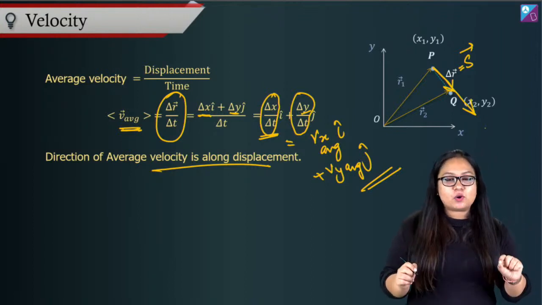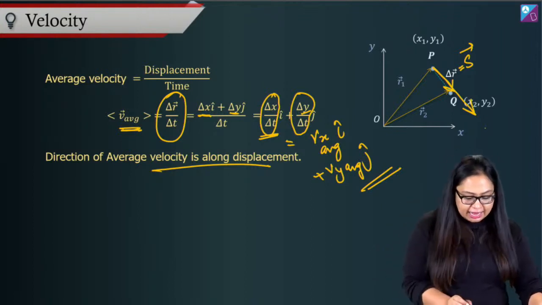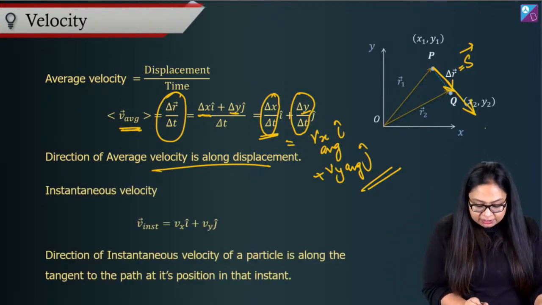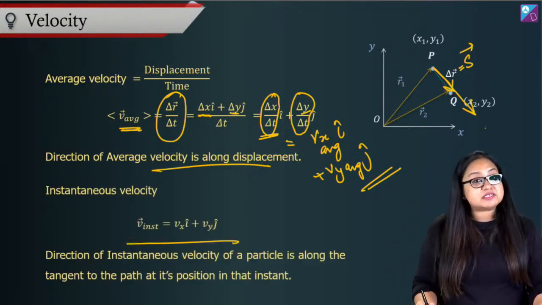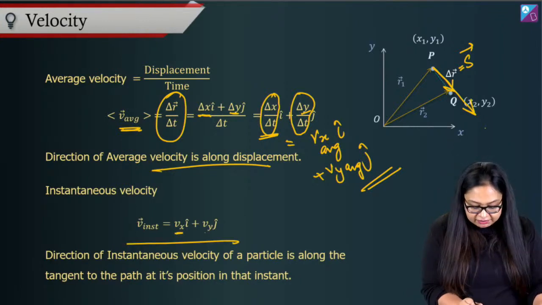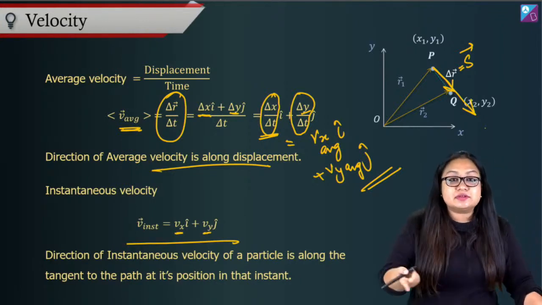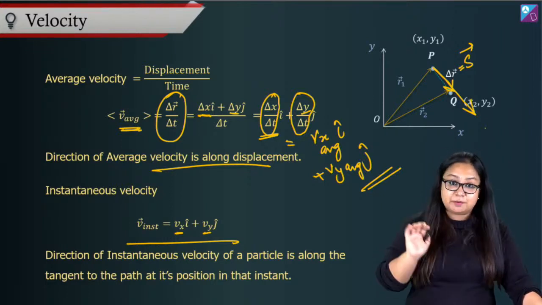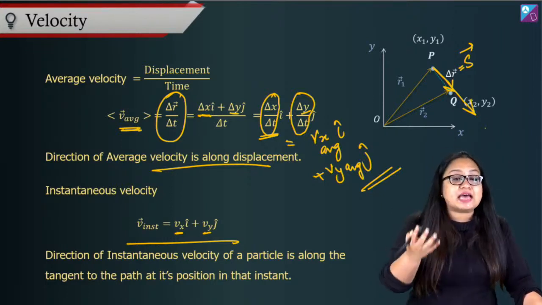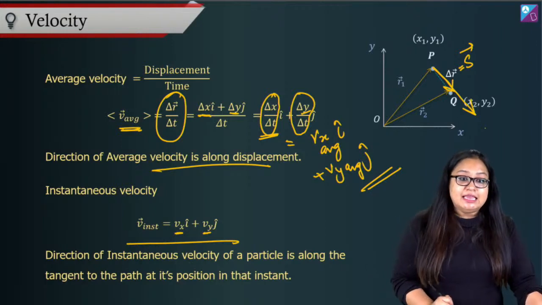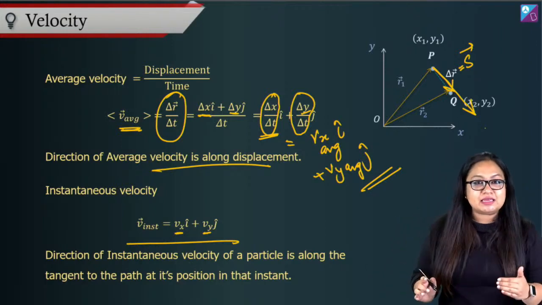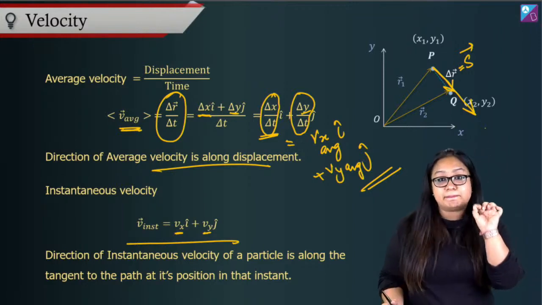So again we will apply the same understanding, and we will say that instantaneous velocity is equal to Vx i cap plus Vy j cap. Here this Vx and Vy are the instantaneous velocity in x direction and instantaneous velocity in y direction at that particular instant. And what is the direction of instantaneous velocity? Direction of instantaneous velocity will always be along the tangent to the path.